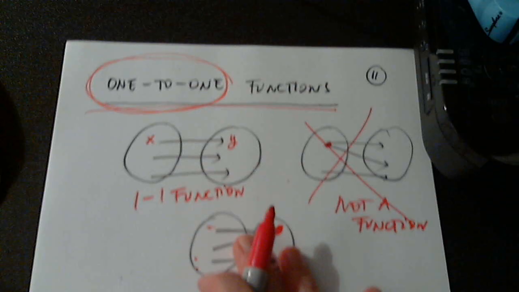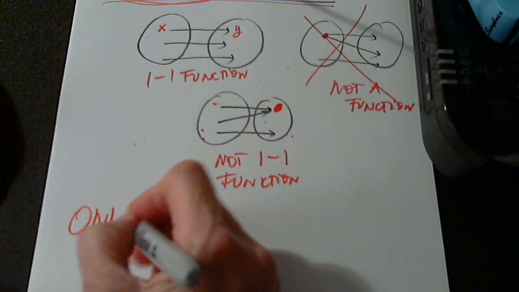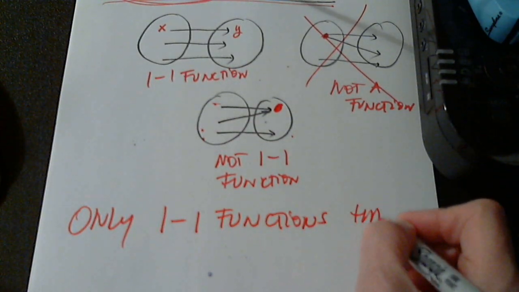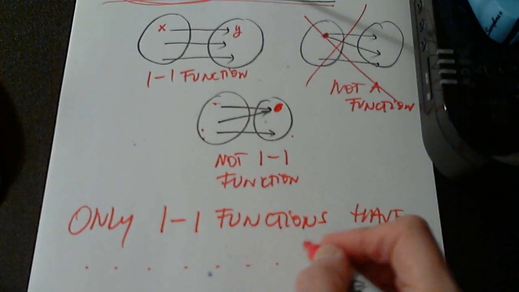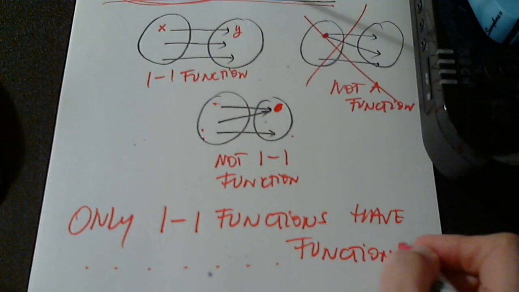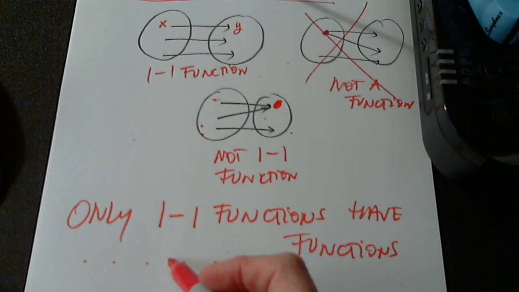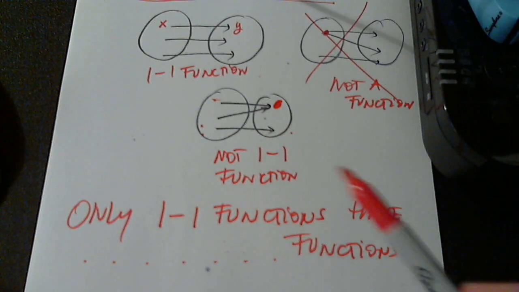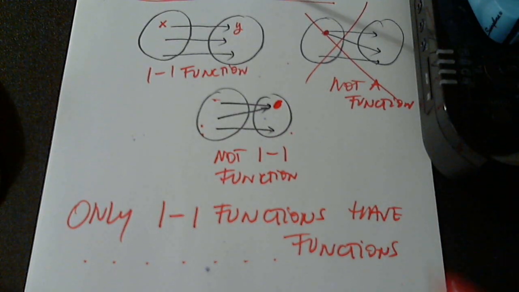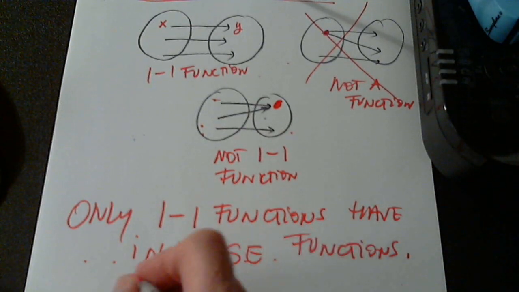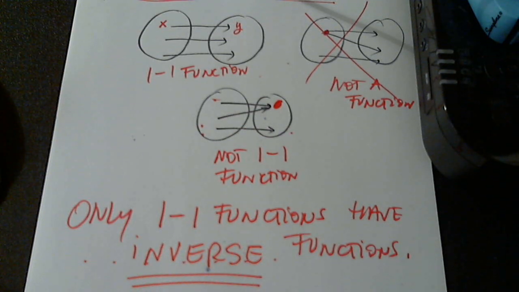And what's the big deal with one-to-one functions? Well, it's a big deal. Why? Only one-to-one functions have inverse functions. Anyone remembers this word? Only one-to-one functions have inverse functions.